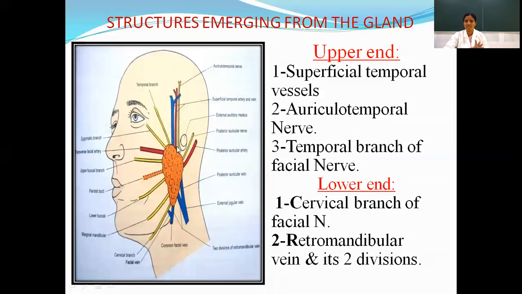So while you are writing, you have to mention what structures are emerging from the upper end of the gland. You should include these three structures: superficial temporal vein, artery, and auriculotemporal nerve. Then what are the structures emerging from the lower end?